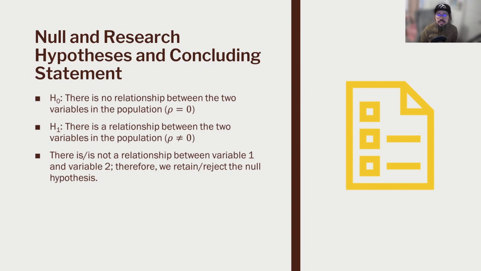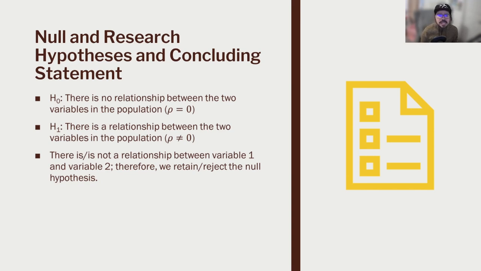As you are being asked to produce null and research hypotheses, please make sure that you remember to incorporate the context from the research question. If I were asking you about the relationship between education and income, you would want to make sure that your null and research hypotheses very explicitly identify that. For your null hypothesis, there is no relationship between education and income. For your research hypothesis, there is a relationship between education and income.